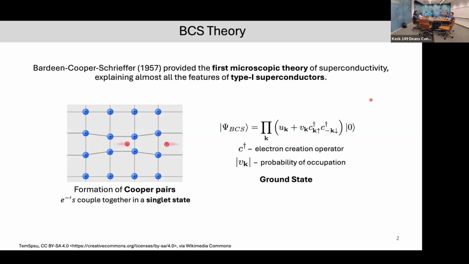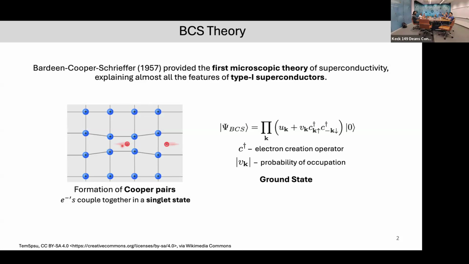So BCS theory, as many of you may already know, Bardeen, Cooper, and Schrieffer provided the first microscopic theory of superconductivity, which explains almost all of the features of type 1 superconductors. And the novel idea in their approach was the formation of Cooper pairs. So Cooper pairs are a pair of electrons in opposite momentum and spin states, and they get paired up via the lattice interaction of electrons.